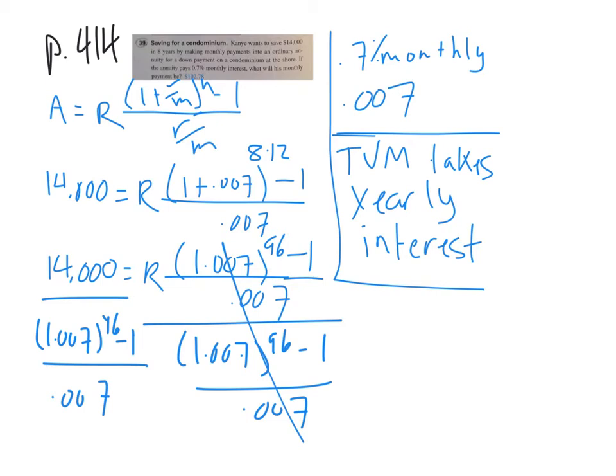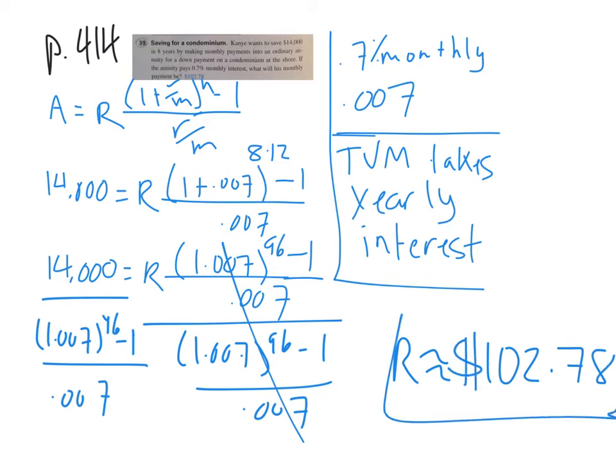You should get a monthly payment of about 102.78. So R will end up being $102.78. Right, so if Kanye wants to have $14,000 in 8 years, which is 96 months, he's going to have to put down $102.78 for all 8 years with this 0.7% monthly interest.